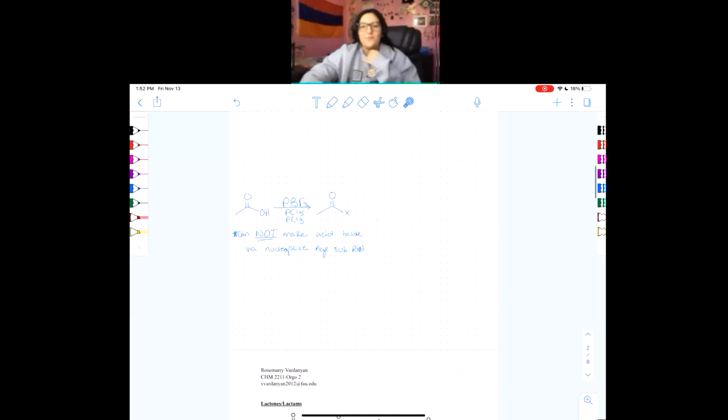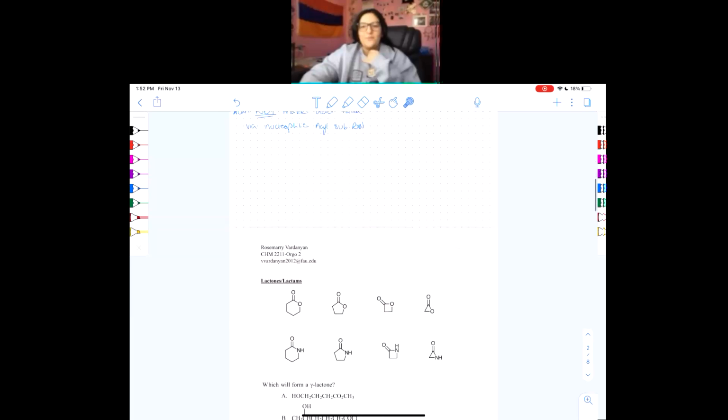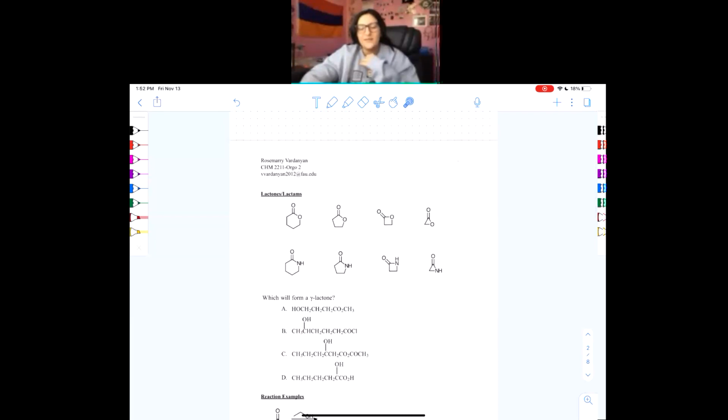On the agenda, I had put that we were going to start lactones and lactams. We didn't end up having enough time because I underestimated how long the reaction would take. So we are going to start out with this stuff on Monday. Any last questions, comments, concerns, anything before we end today's session?